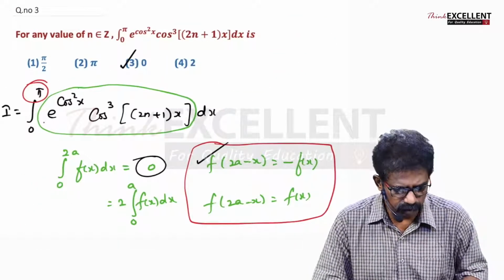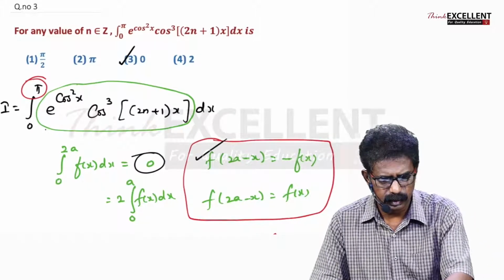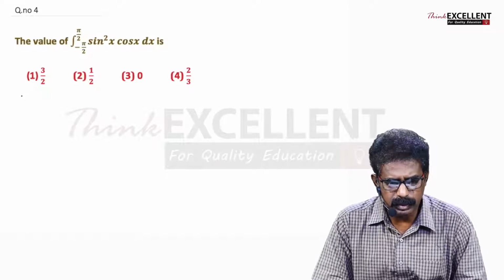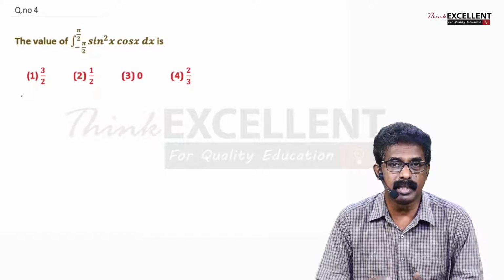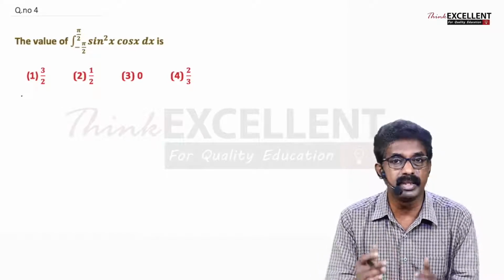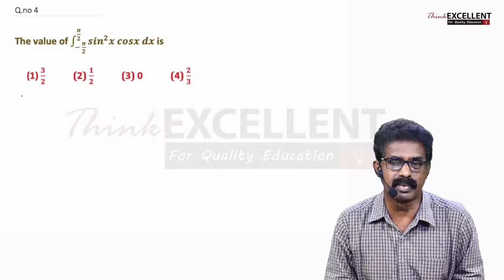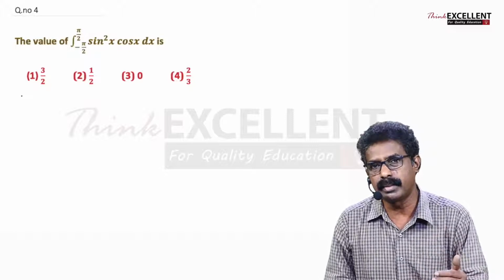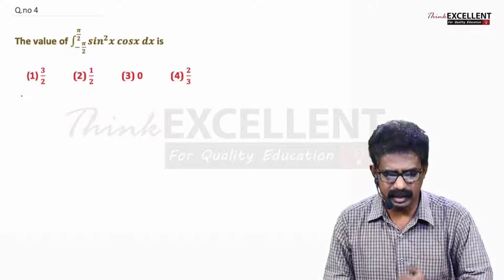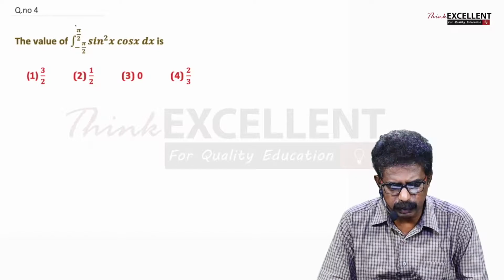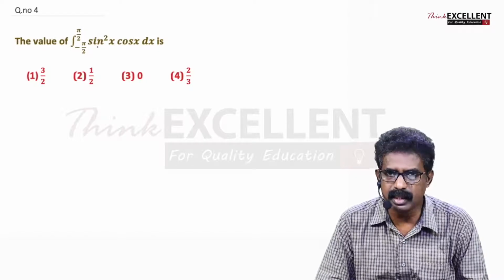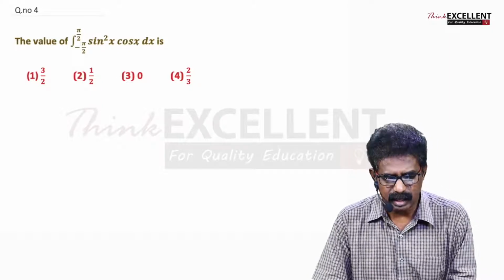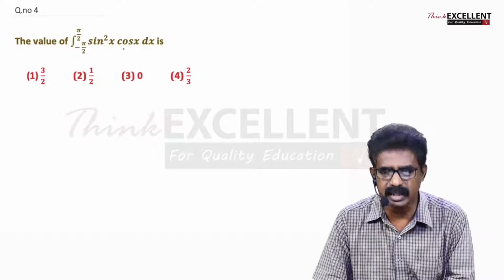Now let's move on to the fourth question. Integral from minus pi by 2 to plus pi by 2. Normally, if the integral is from minus a to plus a, we check whether the function is an odd function or an even function. If it is an odd function, the answer is 0. If it is an even function, it is 2 times the integral from 0 to a, right? But here, from minus pi by 2 to plus pi by 2, sine is an odd function, but the whole square is there, right? So it becomes even. Cos x is an even function. Totally it is an even function.